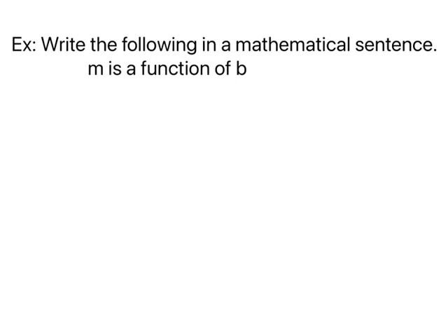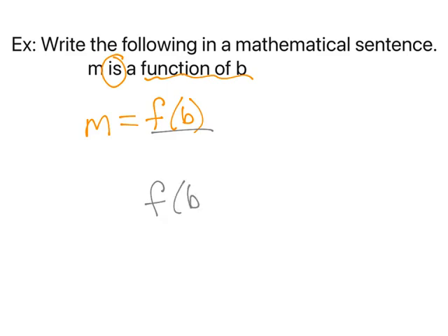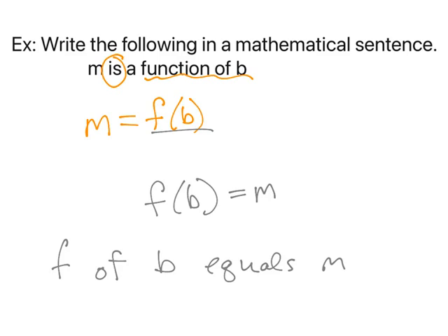So write the following in a mathematical sentence. M is a function of b. Now, if we think about what words mean, m is a variable, and "is" in math means equals, a function of b. I usually write the function part on the left, so this would be the same as f of b equals m. And that's how we would say that, f of b equals m, or m equals f of b. You can write it either way.